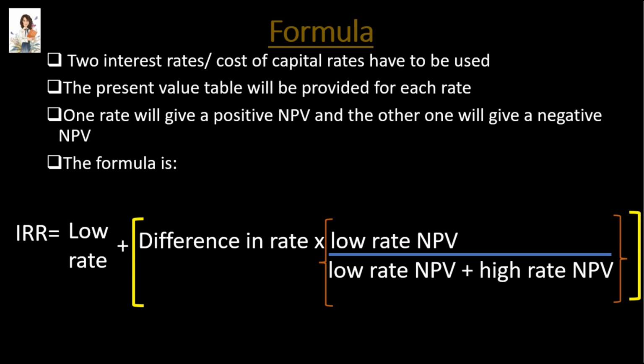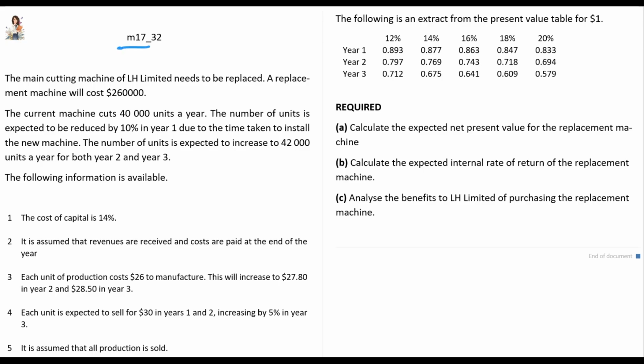We will now solve a past paper question on the same. This is Feb-March 2017 paper variant 3.2. The main cutting machine of LH Limited needs to be replaced. A replacement machine will cost $260,000. The current machine cuts 40,000 units a year.